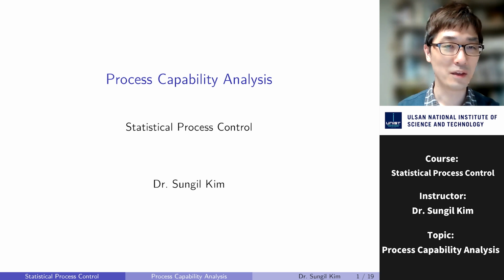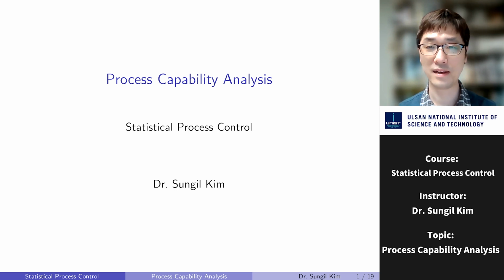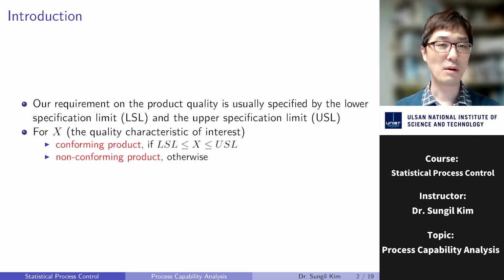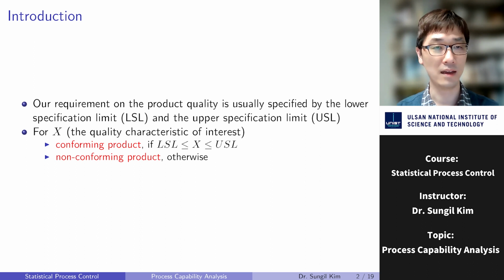Hello, everyone. Today we are going to talk about process capability analysis. Our requirement on the product quality is usually specified by the lower specification limit, LSL, and the upper specification limit, USL. If the quality characteristic of interest, X, is between the two limits, then the product is acceptable and it is classified as a conforming product. Otherwise, it is classified as a non-conforming product.